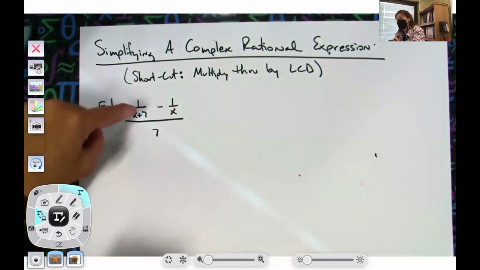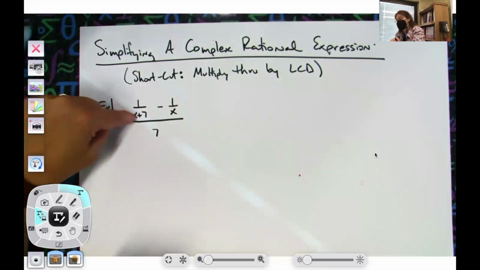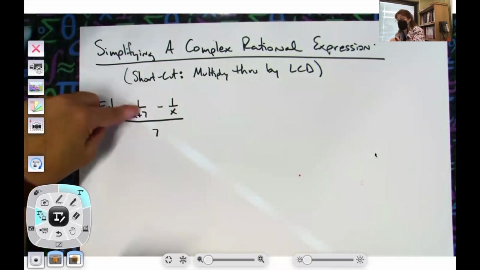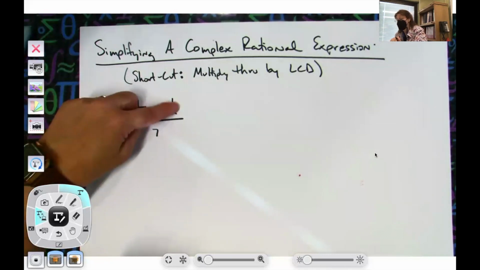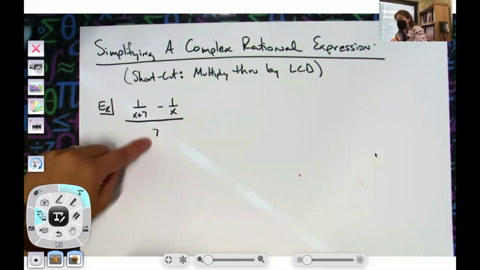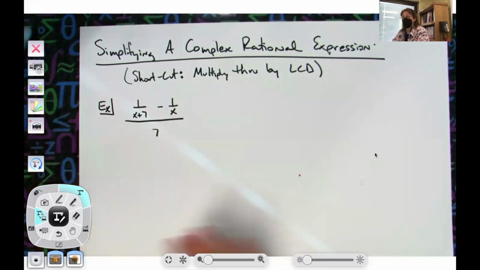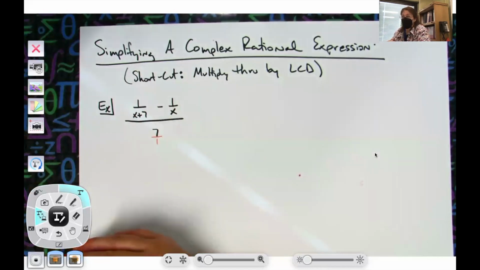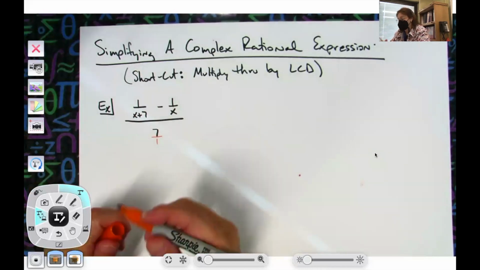We don't like this because this makes it complicated. I've got fractions in my numerator. So my goal when I simplify this is to get rid of these fractions. I want this fraction gone, I want this fraction gone. Now in the denominator, do I have a fraction? It's already a whole number, right? But technically, it could be 7 over 1, but that's fine. It's just a plain 7, okay?